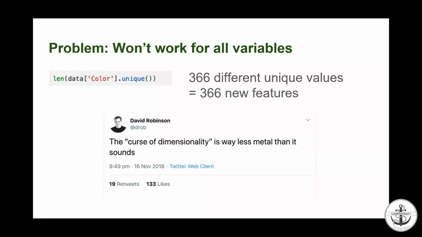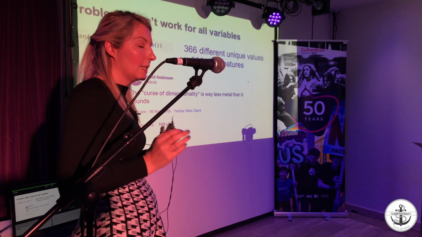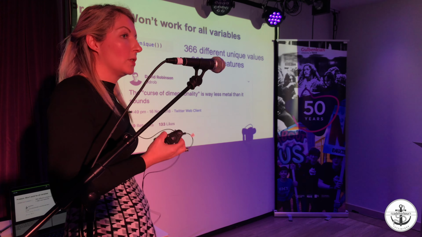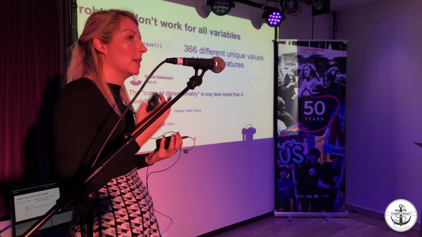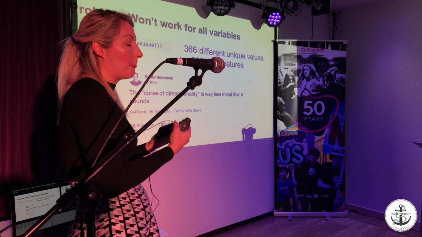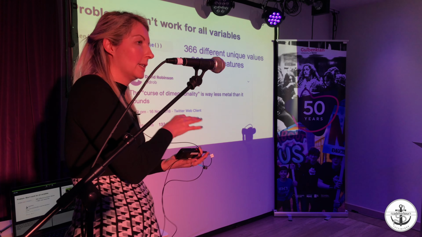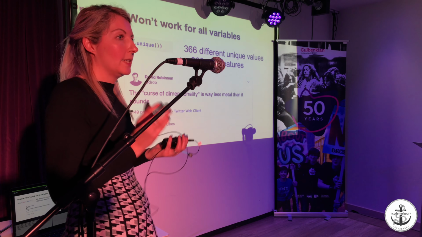But the other variables it won't work for are called high cardinality variables. These have a lot of values in them. For example, the colour in our data set has 366 different values. If we were to use one-hot encoding, we would get 366 new features, or new columns, in our data. That introduces a lot of noise, and it could lead to problems like overfitting, which is where the model fits really well to the training data set, but when you try to use it on new data, it doesn't perform so well.